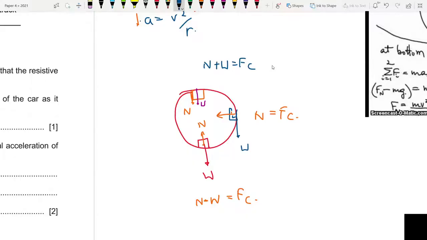Okay. So basically, at the top, you are most likely to fall down. Does that make sense? At the top, you are most likely to fall down or lose contact. But at the bottom, normal contact force works very hard to keep you moving. Do you understand? So at the bottom, N has the greatest value. Think about it. Here, N is equal to W plus FC, and at the top, N is equal to FC minus W. Okay, that's the logic. At the top, N is equal to FC minus W. Do you understand?